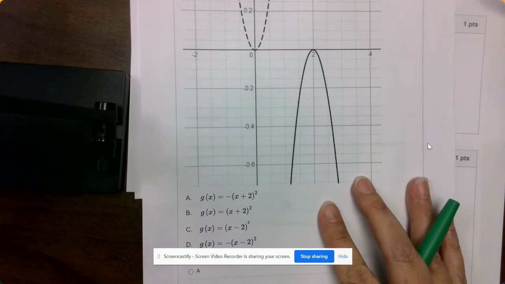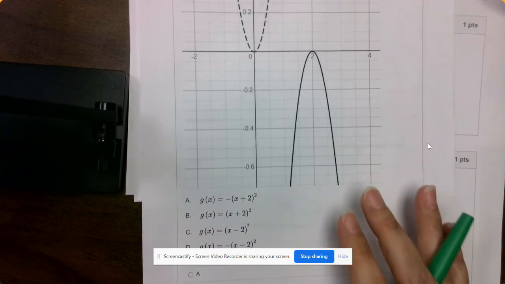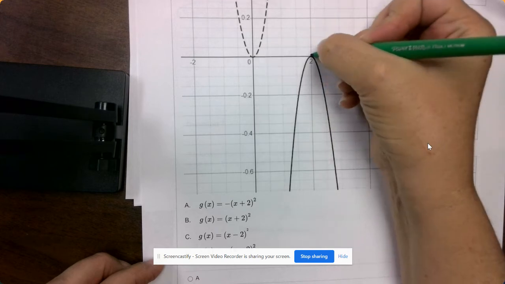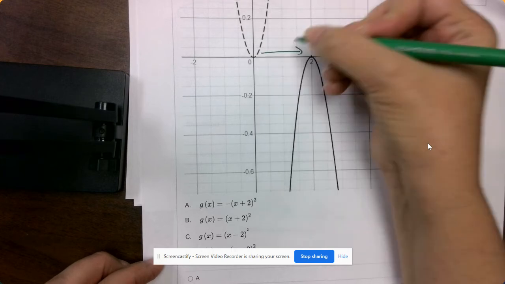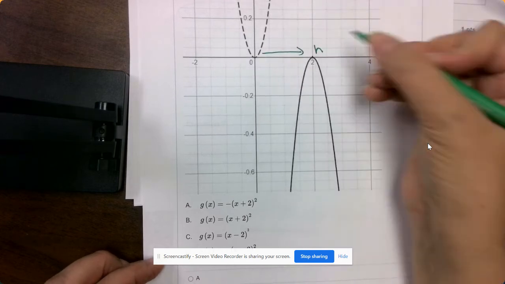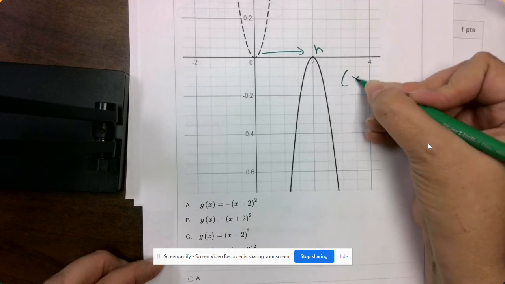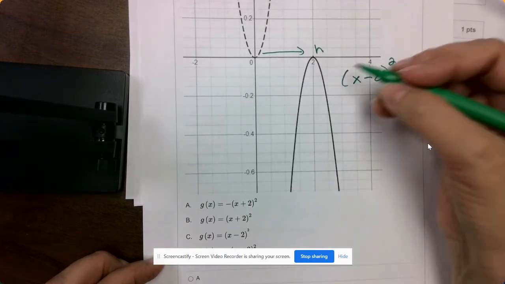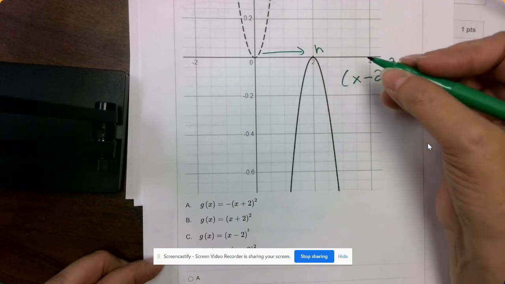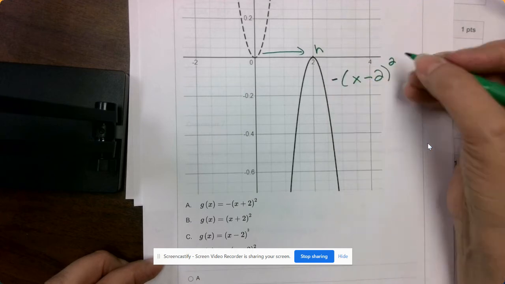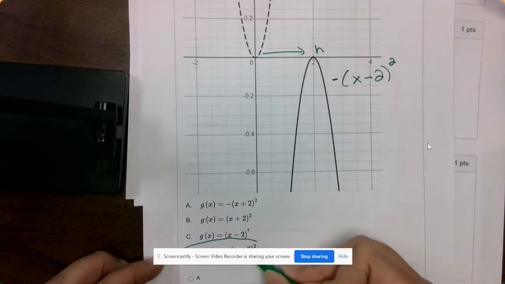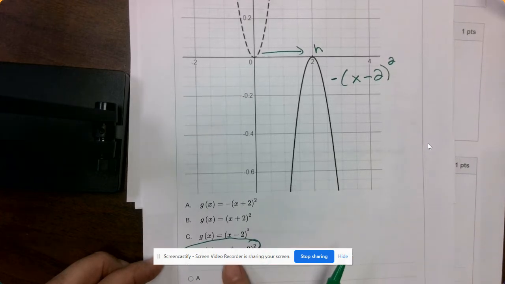So we know it moved right 2. Okay, so that's h. So x minus 2, it's going to be squared. It reflected over the x-axis, so we're going to have a negative on the outside. So it's going to be d. G of x is equal to negative x minus 2 squared.